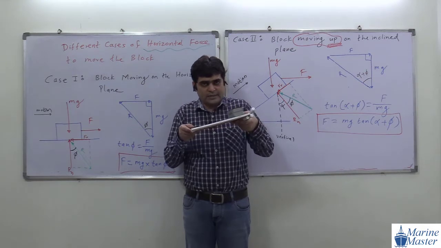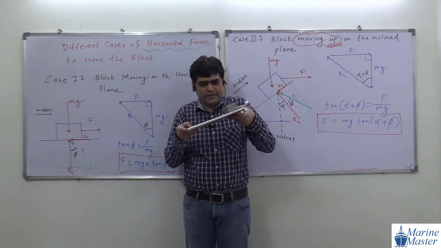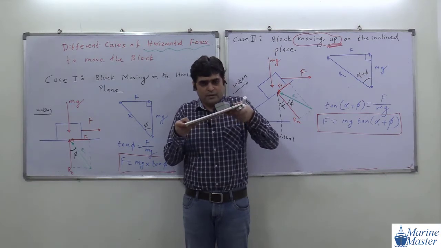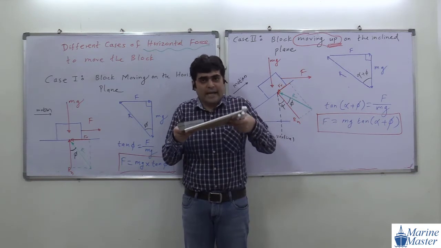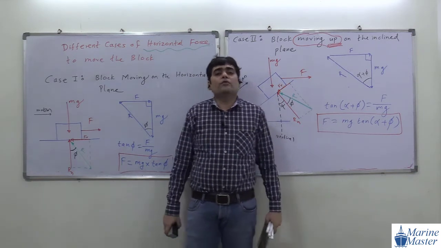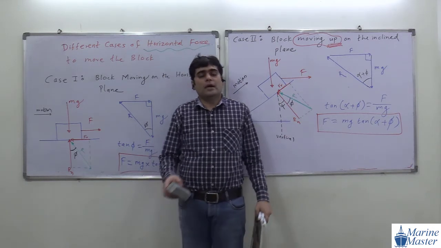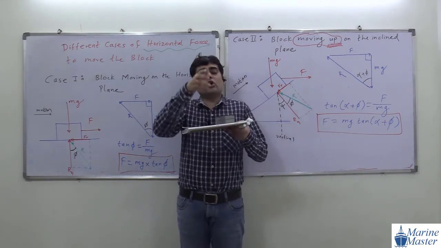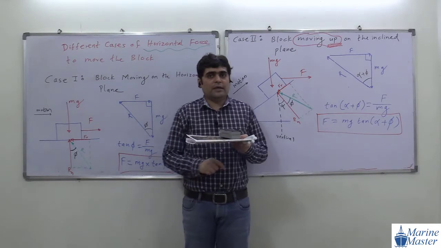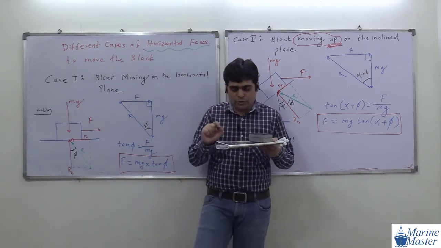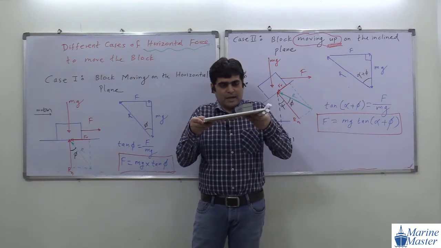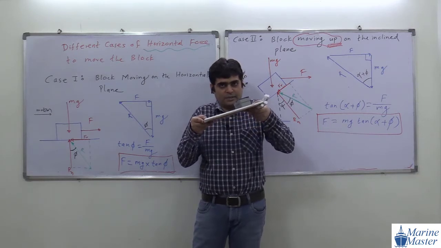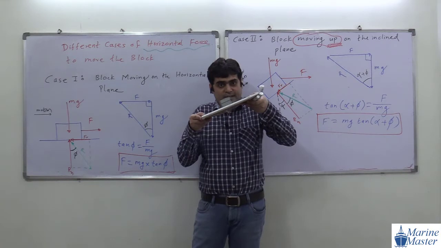I am increasing alpha, increasing alpha, increasing alpha. See, at a particular angle, at a particular alpha, what do you observe? This duster goes automatically down the plane. Guys, are you getting my point? See the scenario here. I keep increasing alpha.